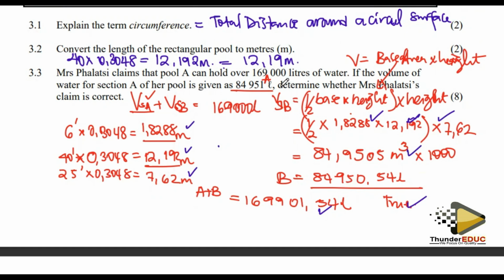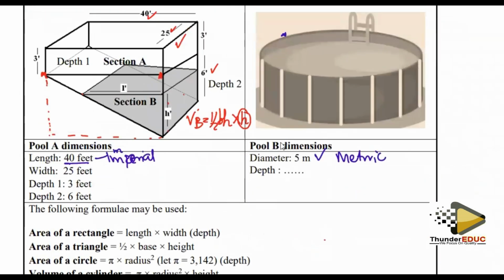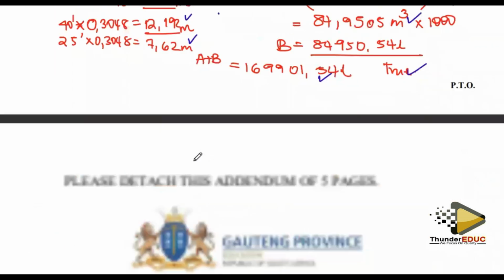We had to look for volume of section B. But section B, we didn't look at section B only. We looked from here, this triangular part here. This, everything, because when we add the 2, it has to be over 169,000 liters. And indeed, when we added them, it's over. So the answer becomes correct.